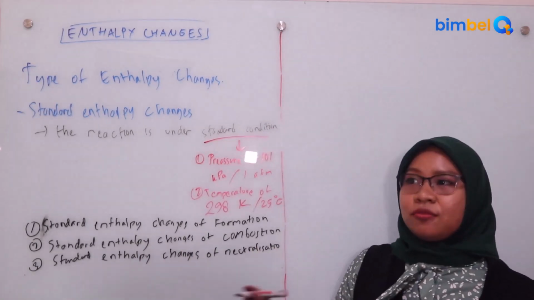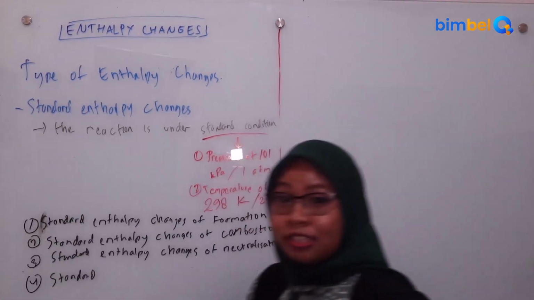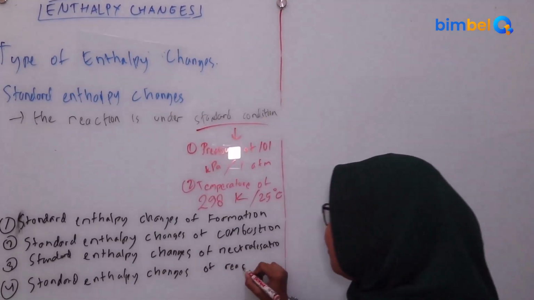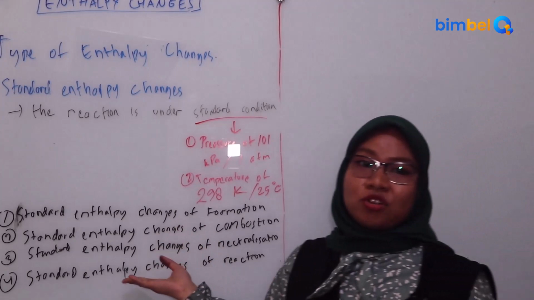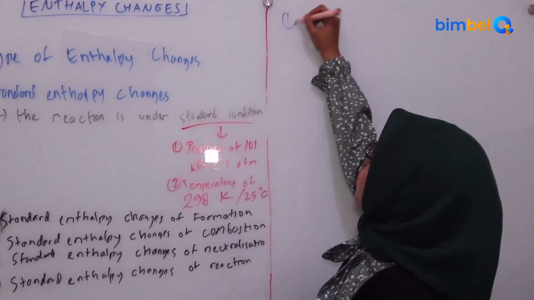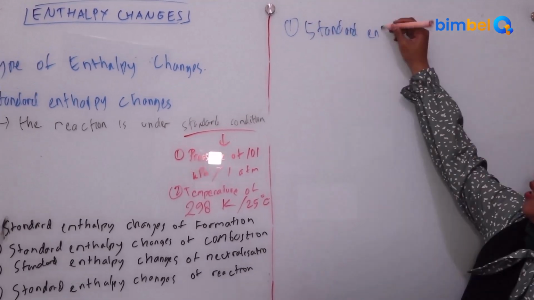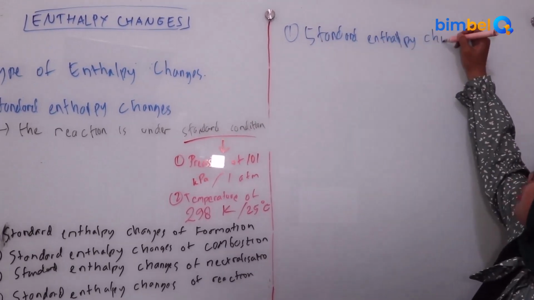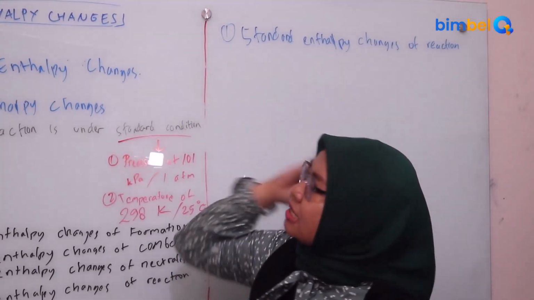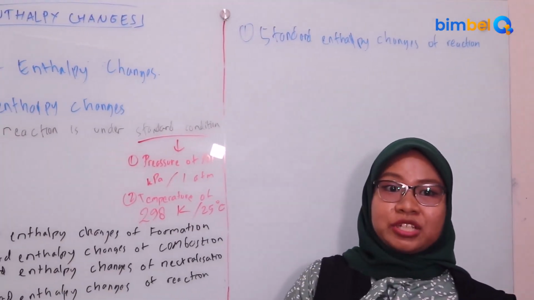or the common form or general form is the standard enthalpy changes of reaction. Okay, this is at least the 4th type of standard enthalpy changes. Let's discuss one by one. Okay, the first one is the most common one, standard enthalpy changes of reaction. So, what's the difference of the symbol between these enthalpy changes and the standard enthalpy changes?